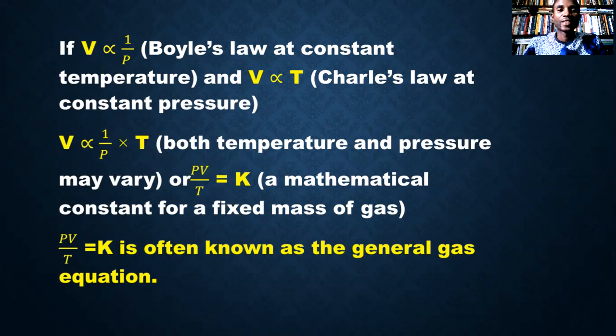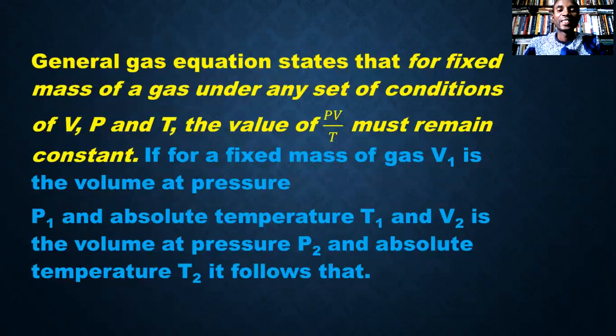And in that, we have the general gas equation. What does it state? It says that for a fixed mass of gas under any certain conditions of P, V and T, the value of PV, which is pressure and volume, all over T must remain constant.